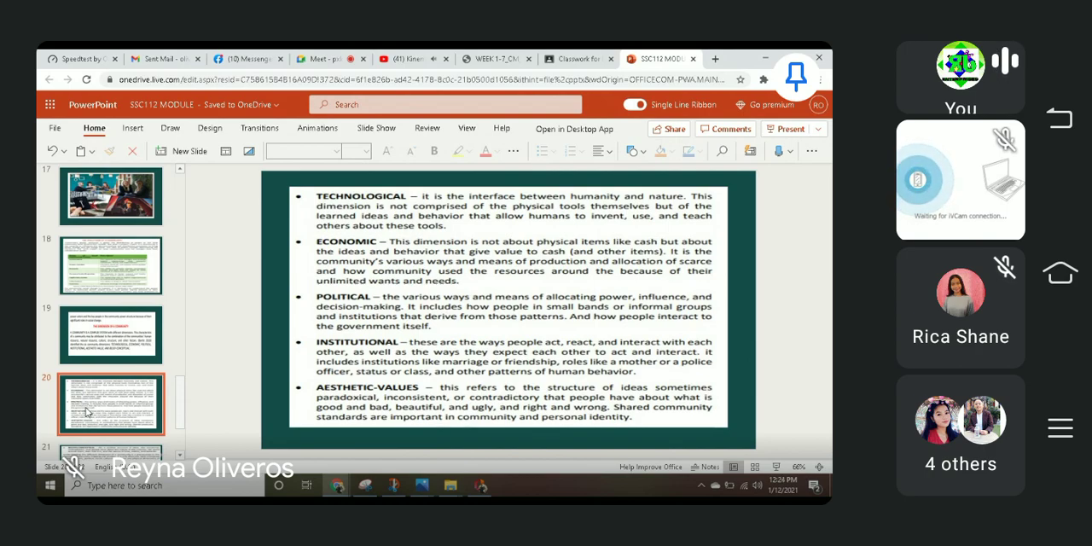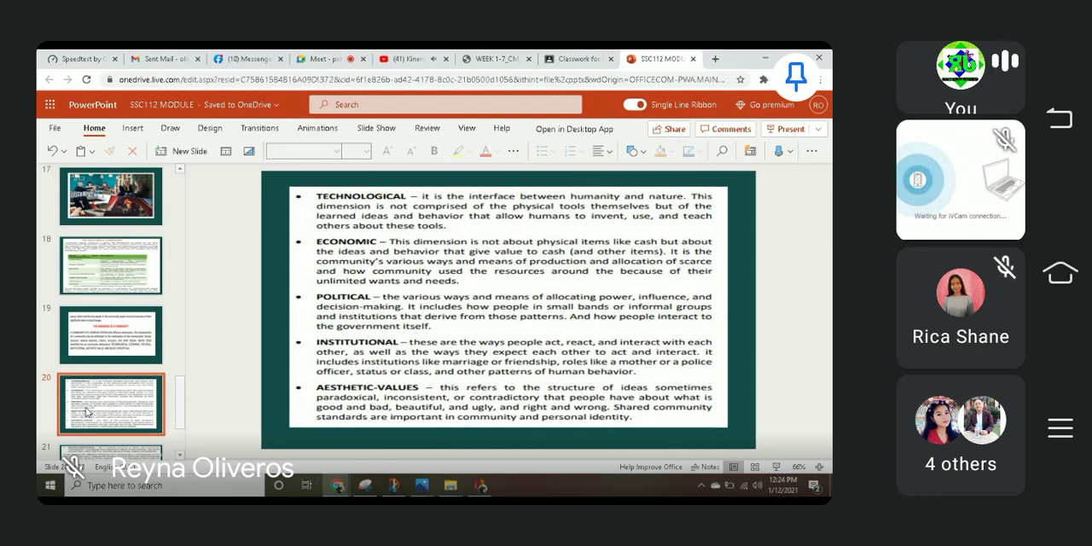Next is the economic. Okay? So, sa economic, sabi dito, this dimension is not about physical items like cash, but about the ideas and behavior that give value to cash. 'Di ba? Ano-ano ba yung mga businesses na meron sa isang community? 'Di ba? Paano nabubuhay yung mga tao doon sa community? 'Di ba? Ano yung trabaho nila? 'Di ba? Ano yung mga pinagkakakitaan nila? 'Di ba? Nagsasaka ba?